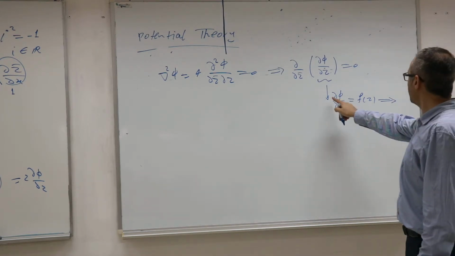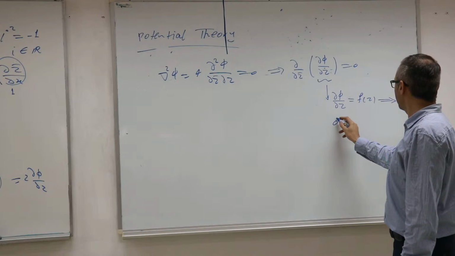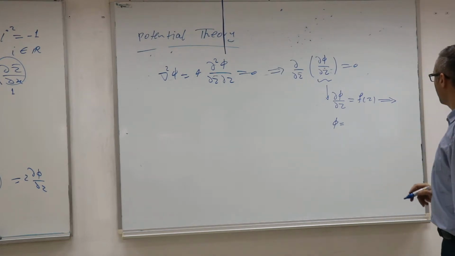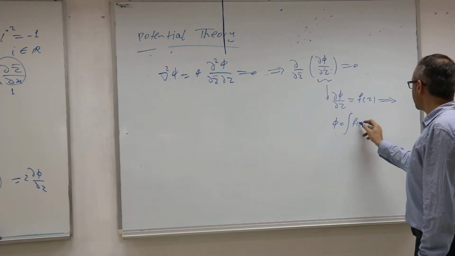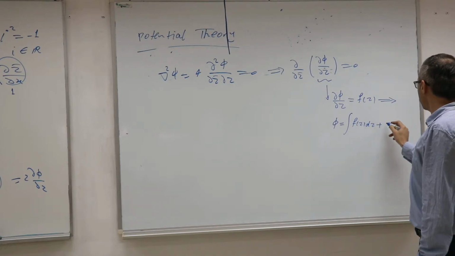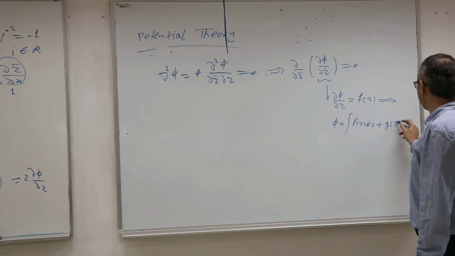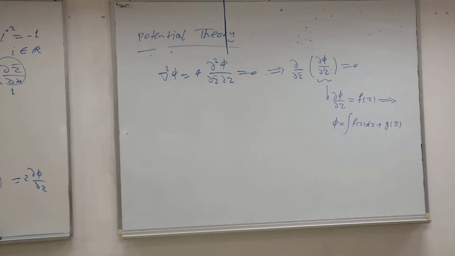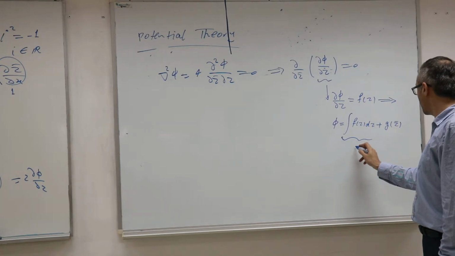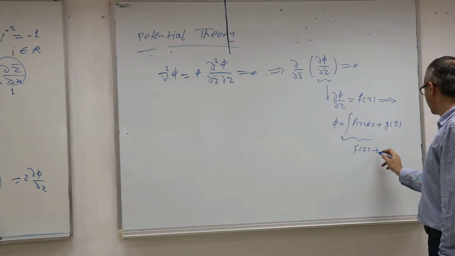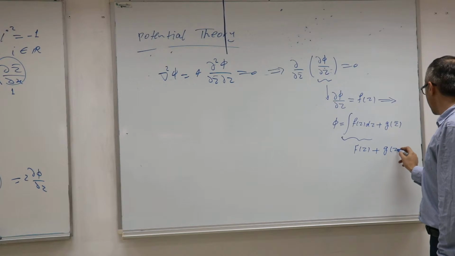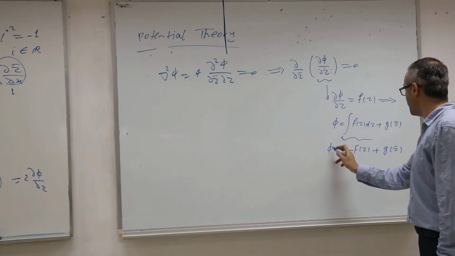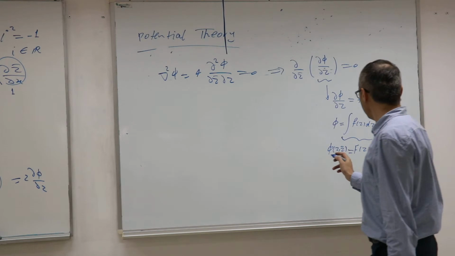So what you understand from here, phi will be the integral of f of z dz plus a constant which is not a function of the z, because if you take a derivative with respect to z, this term will be 0. Yeah? This is a function of z bar, it's not 0. And this you can write like f of z plus g of z bar. This is phi of z and z bar. So I find the solution.